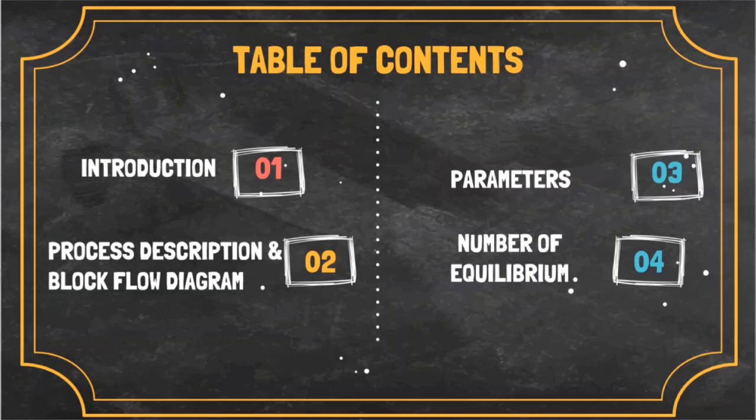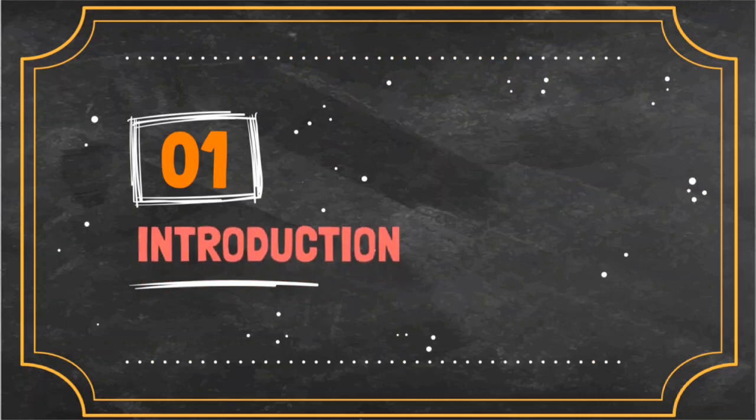This is the main contents in our presentation video. We will start with the introduction of food production process. Next, we will discuss more details on the extraction of coffee beans. The third one is parameters, and the last one is calculation for number of stages involved. We will start with the introduction part.